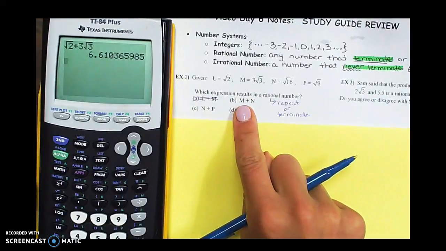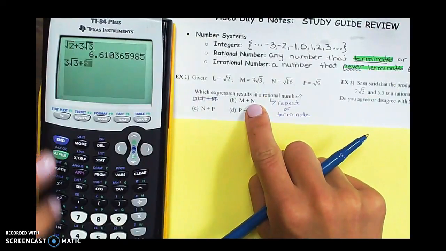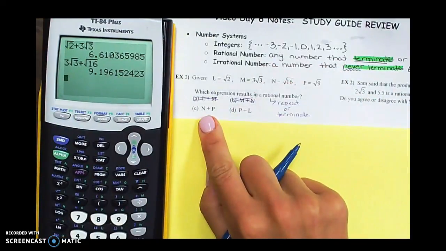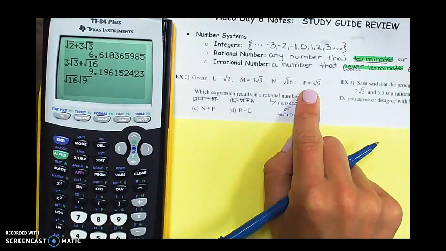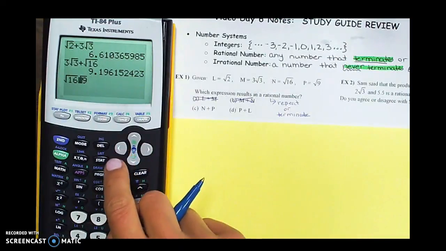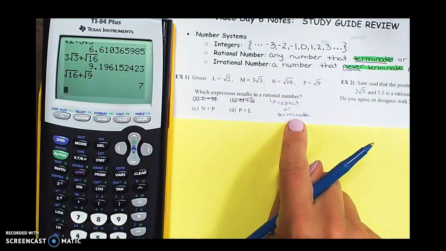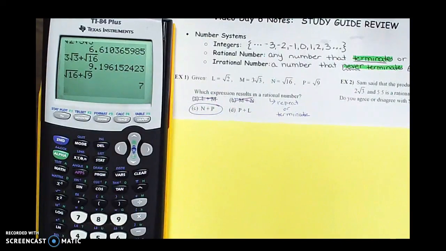So let's go ahead and try B. 3 radical 3 over plus, and then N is radical 16. Again, that's irrational. So now let's try N plus P. N is radical 16. I use my over arrow, and then radical 9. Oops, and I forgot my plus, so I'm going to go over, second, insert, a plus symbol, enter. And I get 7. So 7, it terminates, it ends. So that would be my answer there. That is my rational number.